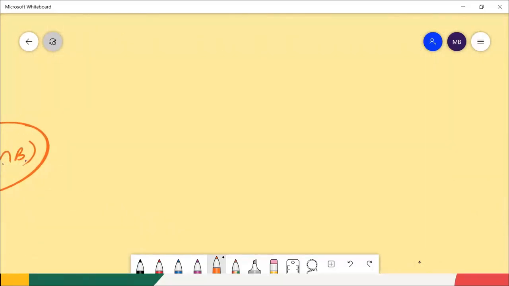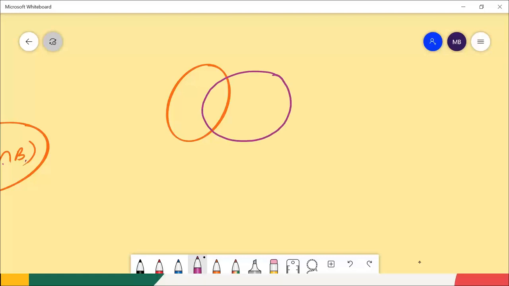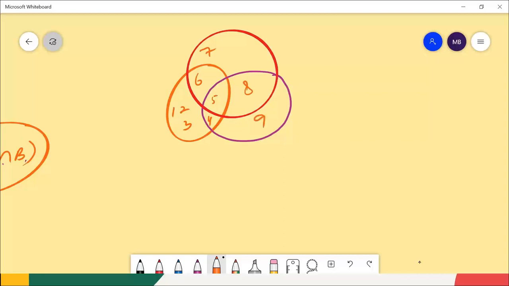If we have three sets, set A, set B, and some set C. So for example, there are elements in set A, there are 1, 2, 3, 4, 5, 6, 7, 8, and 9. Now, what we have to do?